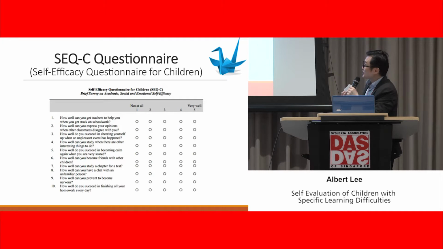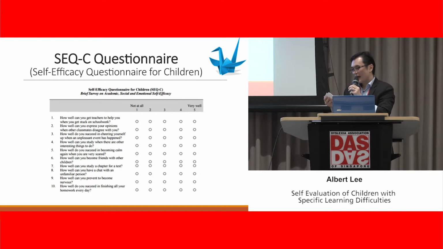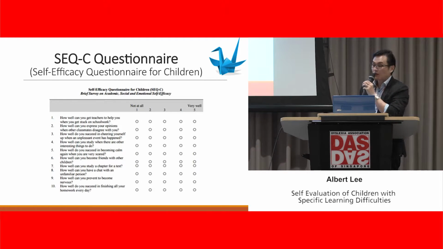Let's look at the second questionnaire. This second questionnaire is the self-efficacy questionnaire for children. Having a look at it, there are 24 items, and these 24 items are put into 3 different categories: the social, academic, and the emotional level, at a 5-point scale. The 5-point scale goes from 1, which is not at all, 3, which is somewhere in the middle, and 5, which is very well. So sample questions again, have a look at it.